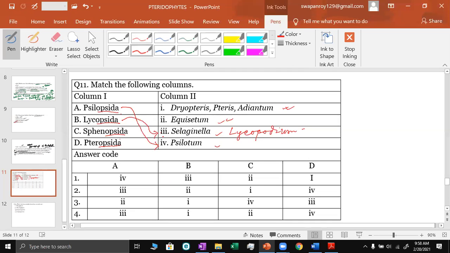Okay, Sphenopsida. Sphenopsida is Equisetum. This group, Sphenopsida, includes Equisetum or horsetail. This one is a Sphenopsida. Sometimes it is Arthrophyta also.